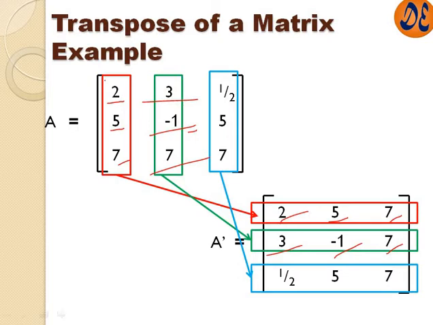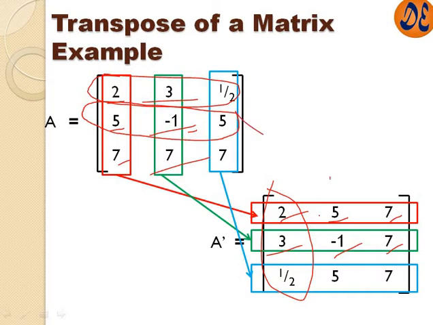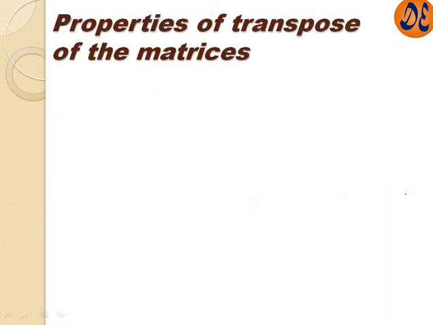In other words, we can also say the first row will become first column, the second row will become second column, and the third row will become third column of transposed matrix. So this is a simple phenomenon, or we can say a simple way of transposing a matrix.